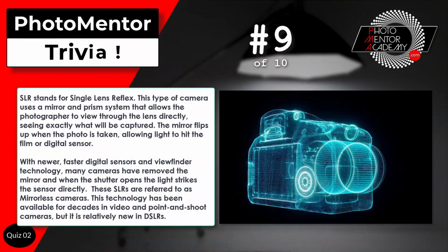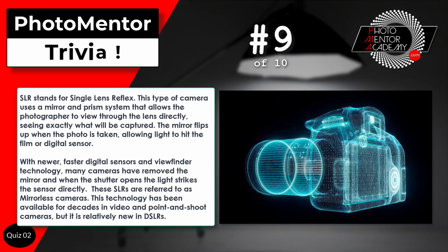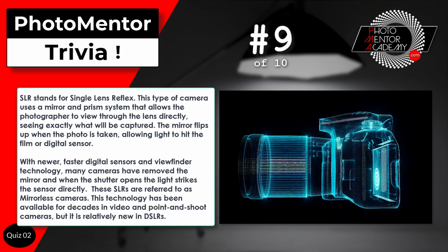If you selected B, you are correct. SLR stands for single lens reflex. This type of camera uses a mirror and prism system that allows the photographer to view through the lens directly, seeing exactly what will be captured.